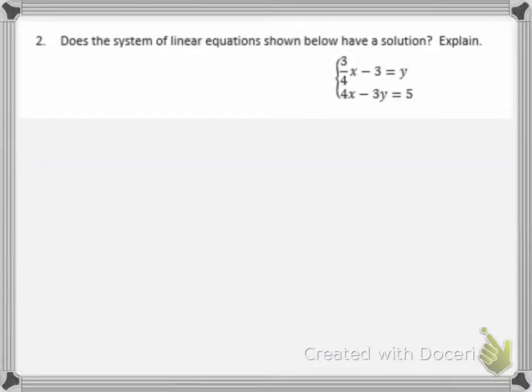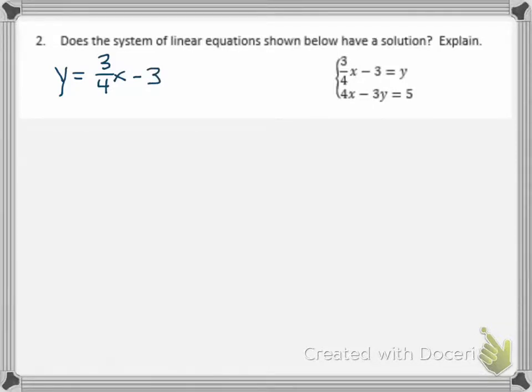Number 2, same thing. We need y equals mx plus b. So if I look at the first equation, I have that. I'm just going to write it in the proper order. Y equals 3/4 x minus 3. So there's slope-intercept form.